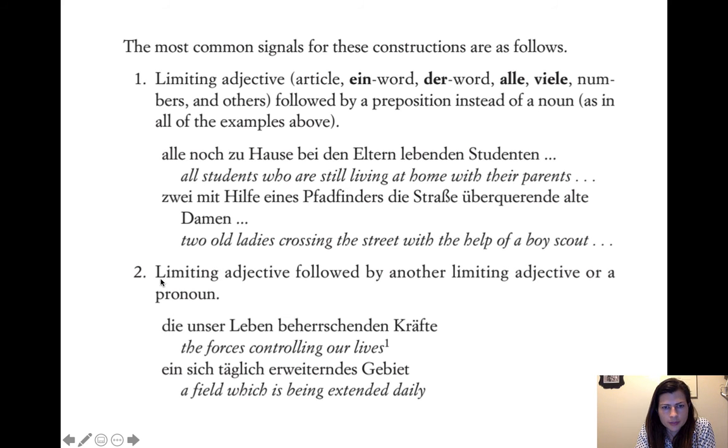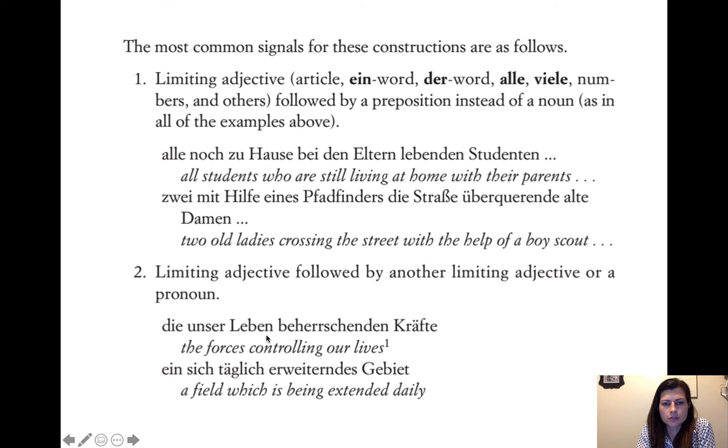So then we have a limiting adjective followed by another limiting adjective or pronoun. So when it looks like you have an article and then a possessive, you wouldn't have that normally. An article needs a noun after it, and a possessive needs a noun after it. So you can tell that there's a noun missing here. So die unser Leben beherrschenden Kräfte, the forces controlling our lives. So it's the forces, die Kräfte, and then beherrschend, controlling. So the forces controlling our lives, the controlling our lives forces, right?